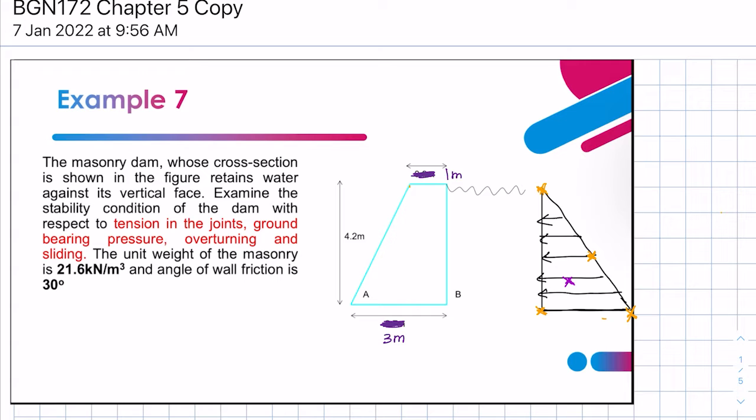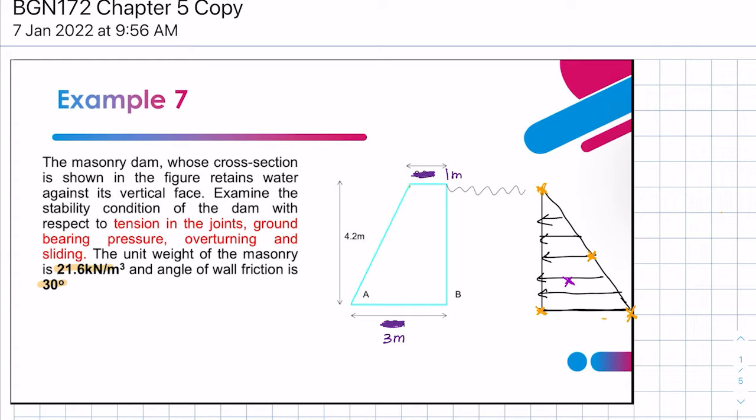The masonry dam whose cross section is shown in figure retains water against its vertical face. Examine the stability condition of the dam with respect to 1. Tension in the joints, 2. Ground bearing pressure, 3. Overturning, and 4. Sliding. The unit weight of masonry is 21.6 and angle of wall friction is 30 degrees.